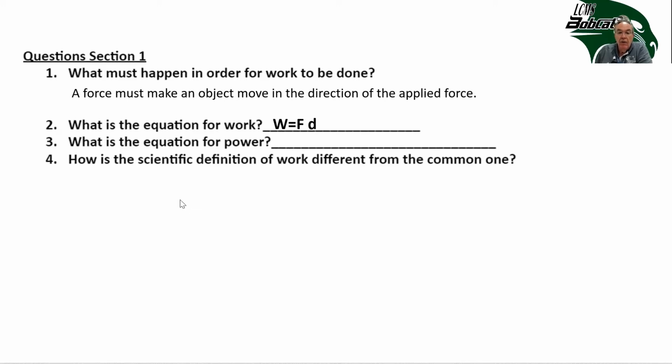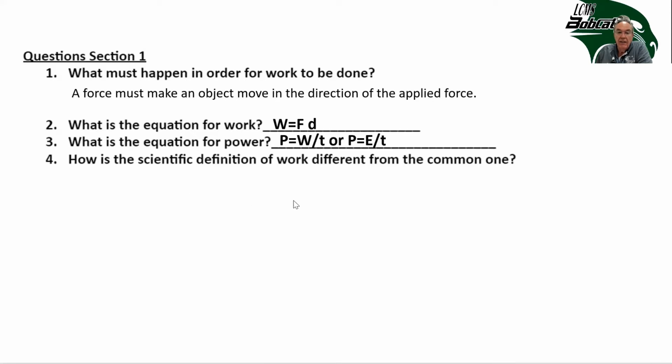What's the equation for power? Power is the rate at which we get work done. So it's work divided by time equals power. We said that work and power, or work and energy, were related. So power also equals energy divided by time. And we said that work is the transfer of energy. So it makes sense that the two are related.